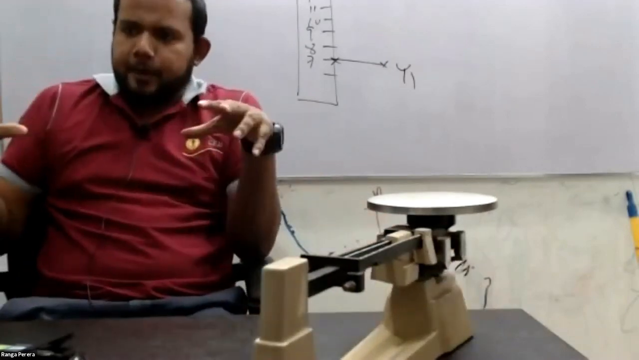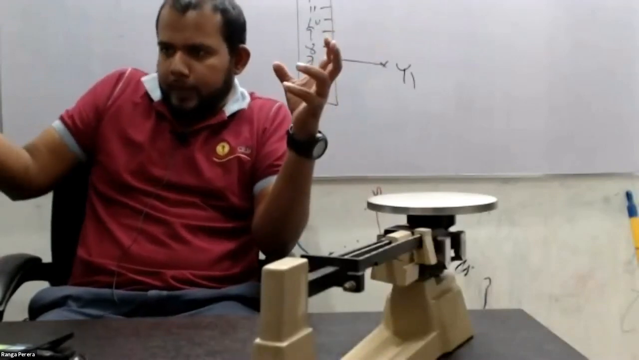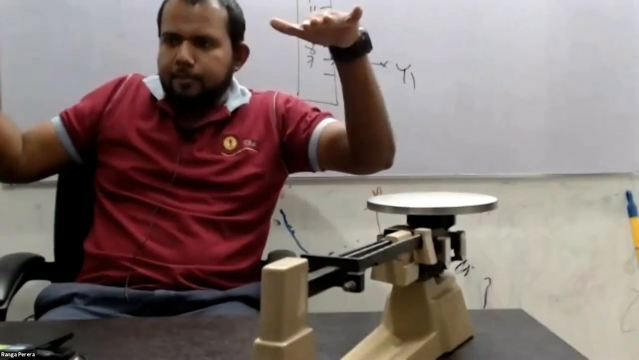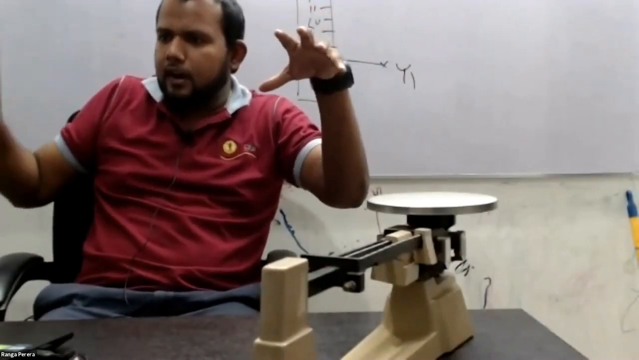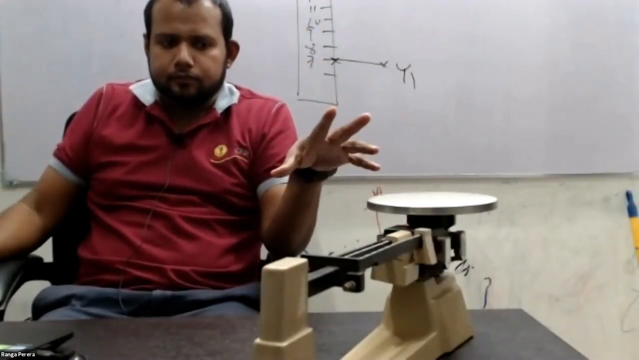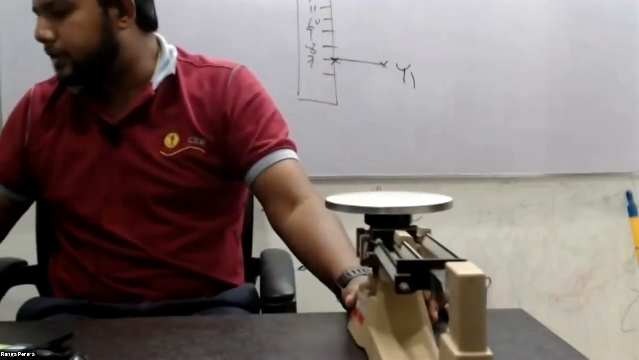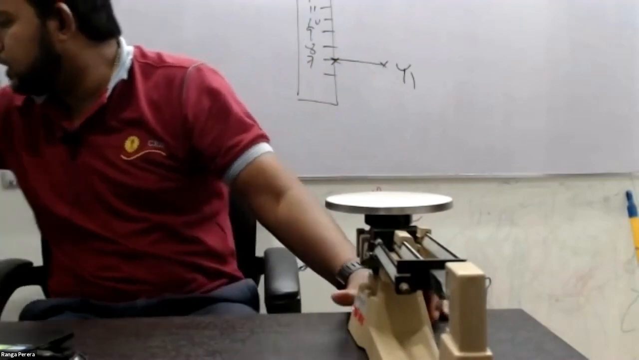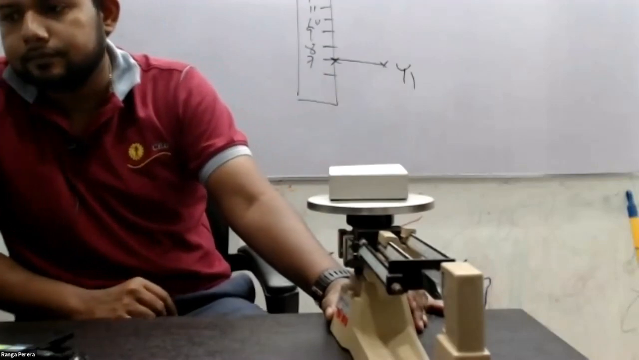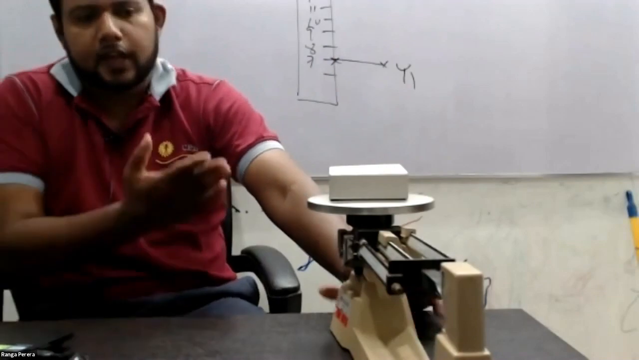The concept I explained: let's say you have a uniform stick, you place a weight, and the weight and the stick can be balanced. If you place more weight, what will happen? It starts to topple. A similar concept is applied here. You place the object whose mass we need to measure. Let's say I want to measure the mass of that.